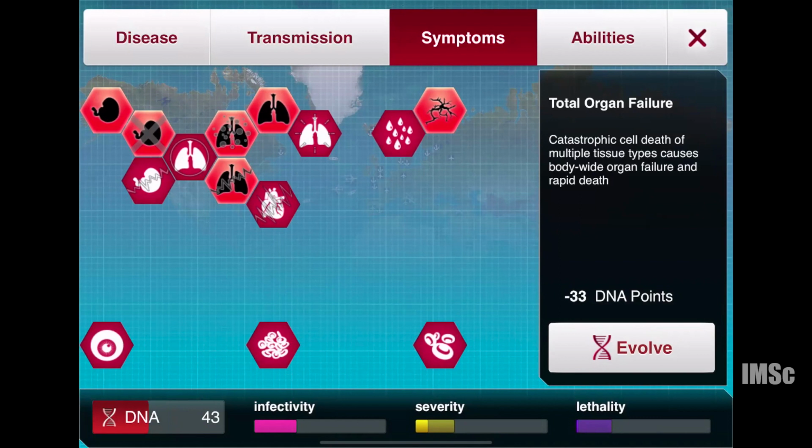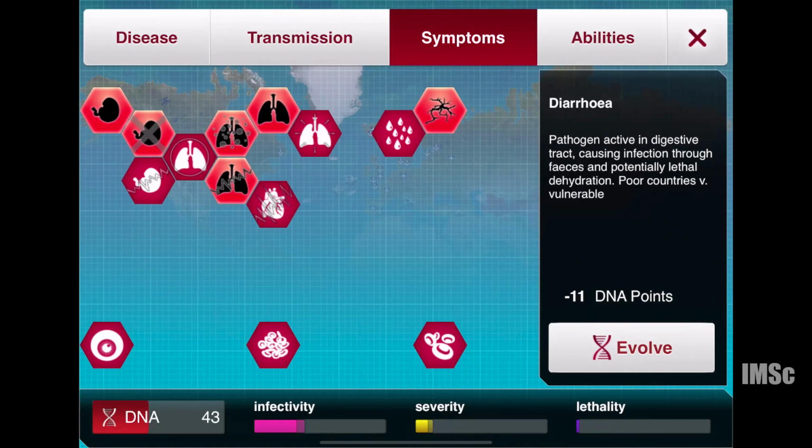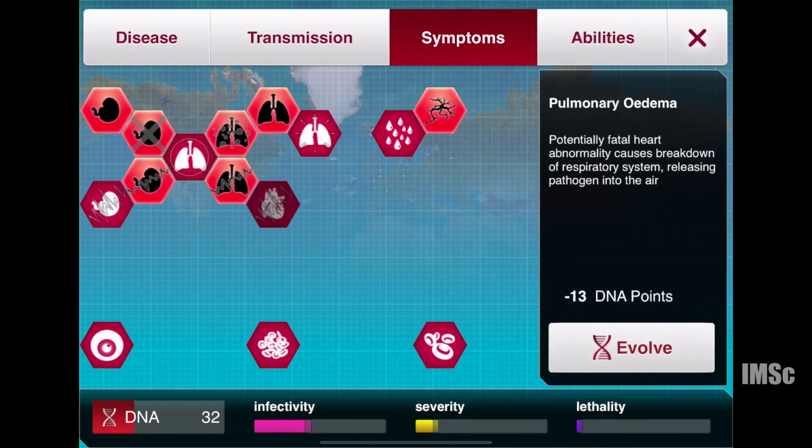What about that diarrhea endpoint and the respiratory endpoint? Yeah, let's look. If we have enough DNA points, we can make it more lethal. I think it's time. You can ask. So potentially fatal heart abnormality causes breakdown of respiratory system, releasing pathogen into the air. Potentially fatal. What is the other one? Sneezing. I don't know. How many for heart? Okay, quite a few hearts. Anybody for sneezing?